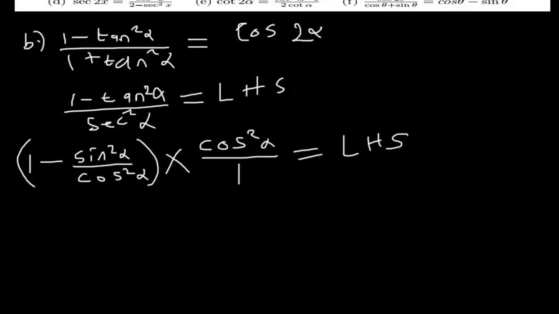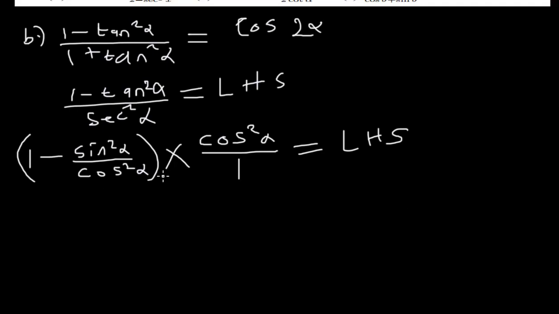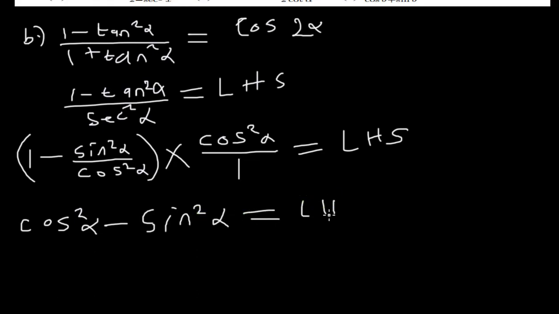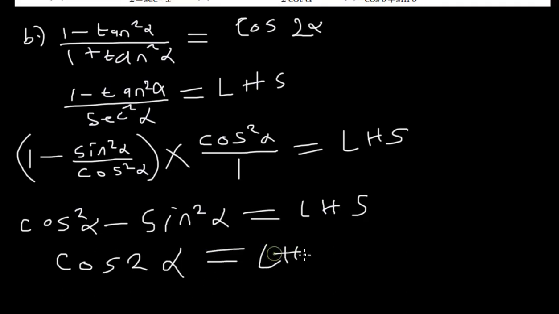So now, when you multiply cos squared alpha times 1, you have cos squared alpha, then minus cos squared alpha times sine squared alpha over cos squared alpha. The cos squared alpha and that cos squared alpha cancel, meaning you just remain with sine squared alpha. Then cos squared alpha minus sine squared alpha, we know is nothing but cos 2 alpha. So this is the same as cos 2 alpha. So we have proved this identity.